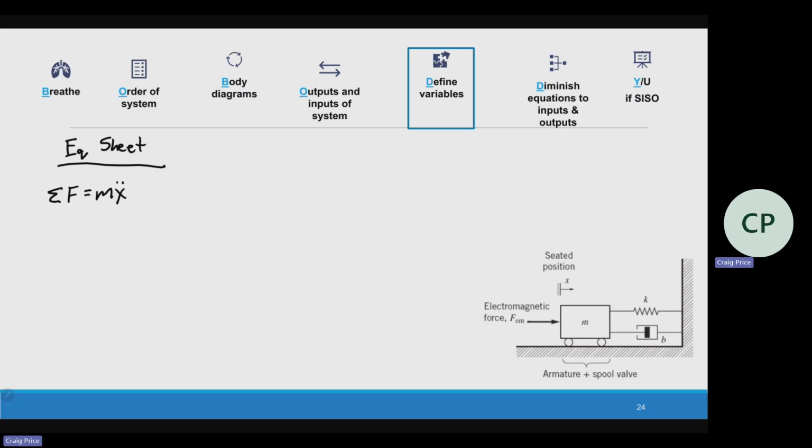We have FEM, our electromagnetic force, but that's just an input. I don't need to define it. I don't have anything else to go with it. Now we get to our other forces on the free body diagram. So we have a spring force and we have a damper force. We talked about this last week. On the equation sheet, the definition of a spring force is K delta X. The definition of a damper is B delta X dot.